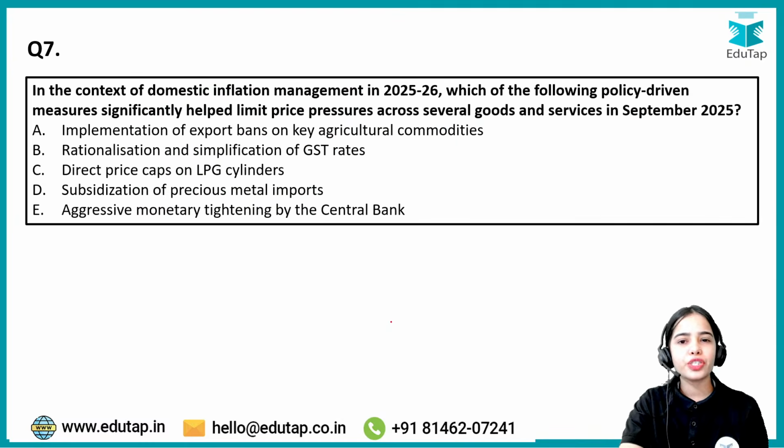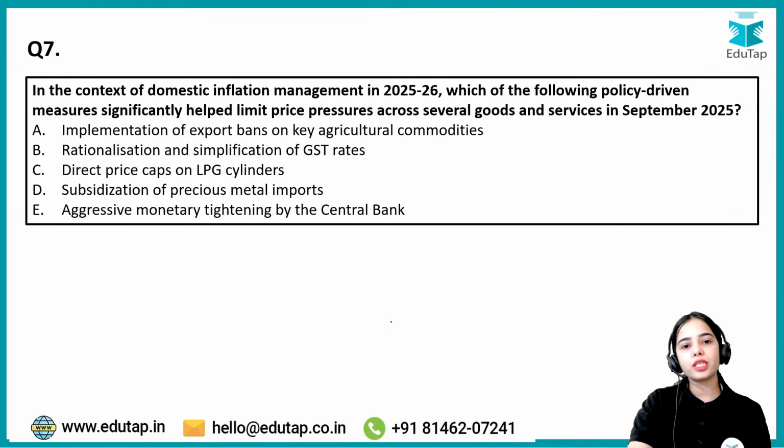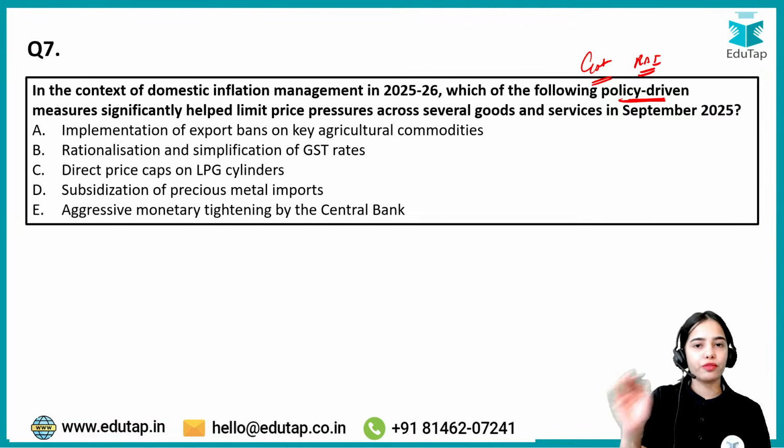Next, a very easy question, but such questions can come. You need to remember the reasons behind a particular thing. In the context of domestic inflation management in 2025-26, which of the following policy-driven measures, that means from the fiscal policy or monetary policy, from the government side or from the Reserve Bank of India side, not food or fuel, helped limit price pressures across several goods and services in September 2025?